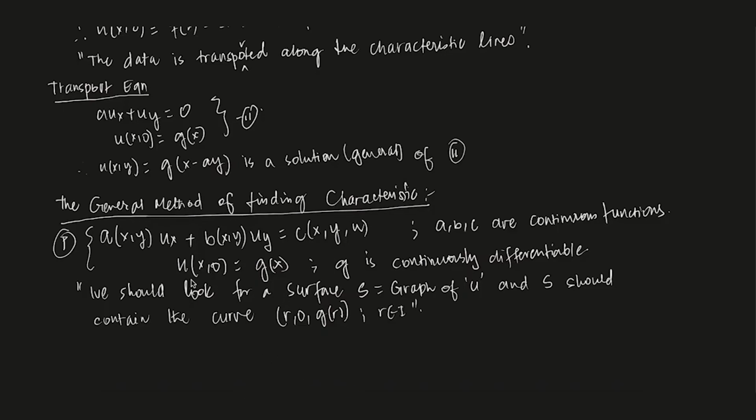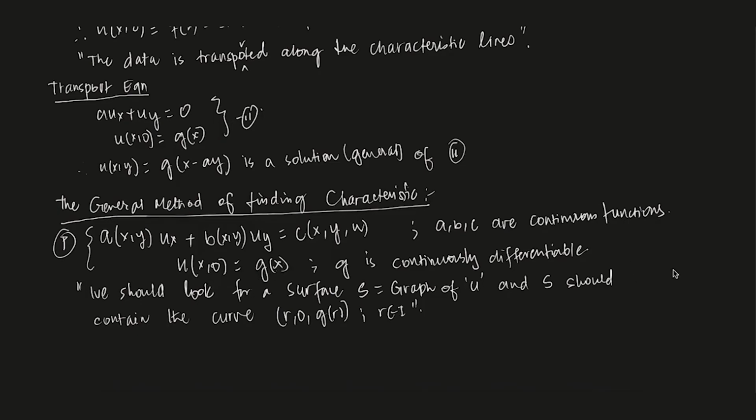What I meant by this is, solving the first equation means that you are looking for a graph of u, I mean, smooth surfaces. And if you solve this and satisfy the data that u at the point x0 is g of x, it means the surface must contain this curve. So let's say I am parameterizing the x-axis with r0, and u at the point r0 should be g of r.